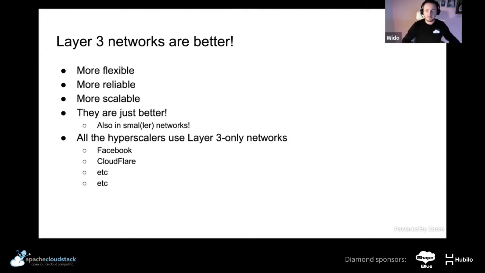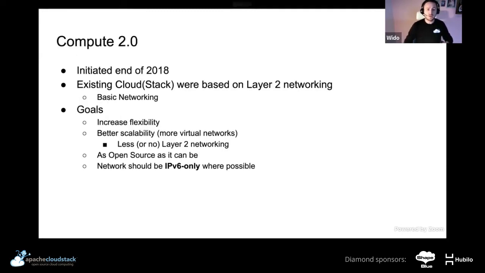Now, in 2018, we initiated a project in our company called Compute 2.0. Our existing cloud deployments were based on layer 2, all basic networking. Again, we had a few goals: increasing flexibility and scalability, and we wanted to eliminate layer 2. But we also wanted to go to IPv6 only where possible. This is a philosophy we have inside the company: it's IPv6, and only IPv4 if needed.